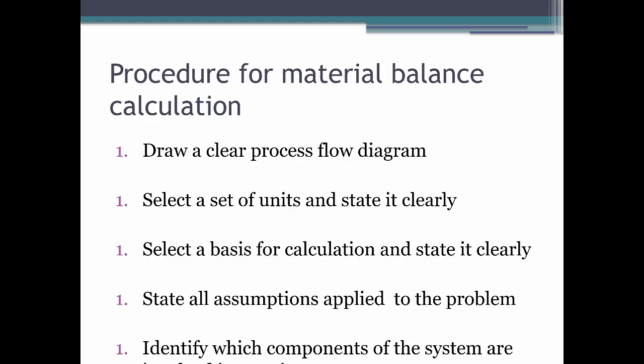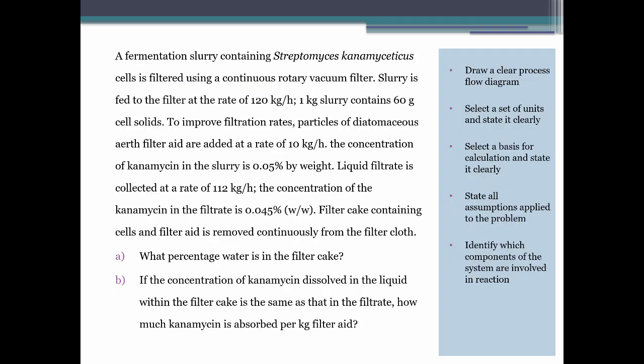So we have several procedures for material balance calculation. Unfortunately, I think it didn't translate well, so here is the better process of your diagram. We need to draw a clear process flow diagram, select a set of units, and state it clearly. This is part of the analysis step. First, you need a clear visualization of your system. Is there anything going in? Is there only a single feed flow coming in? Is there a single outflow going out? And then you need to select a certain set of units, because you cannot add, subtract, or compute with different units. So you should be very careful of that.